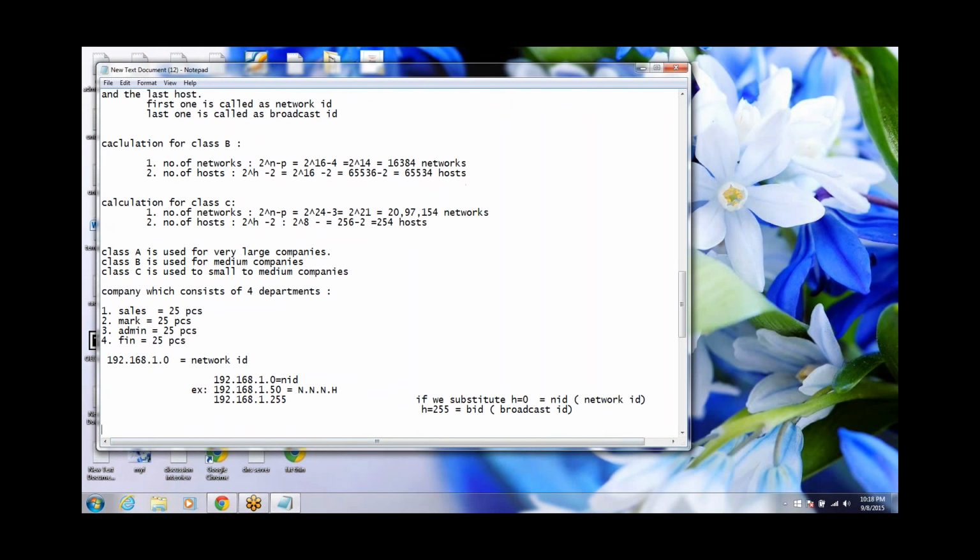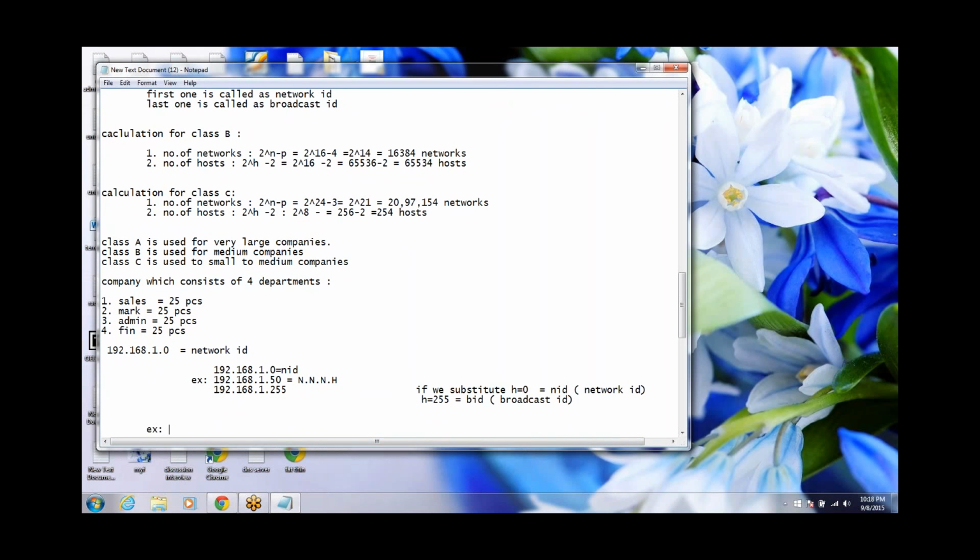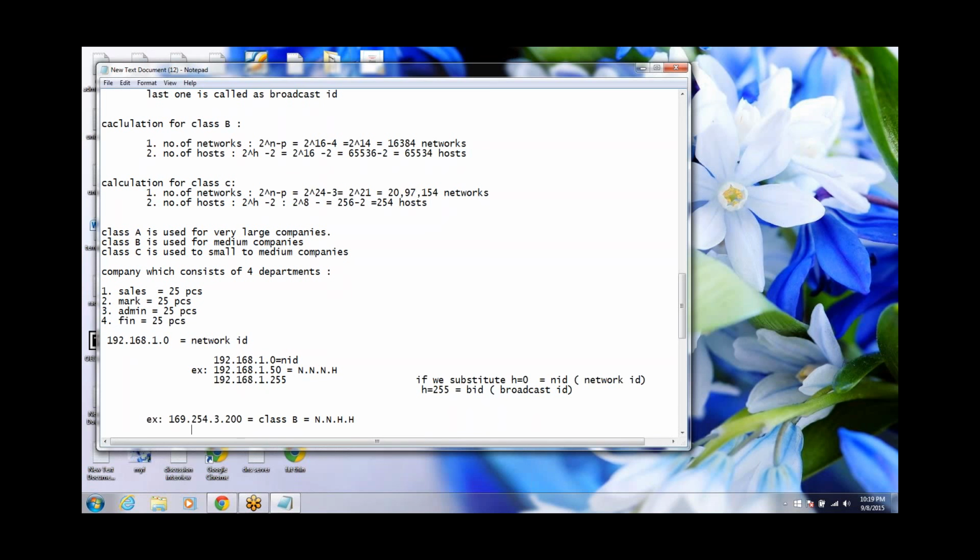Second example: 169.254.3.200. It's class B. What is the octet format? The octet format is N.N.H.H. N is network and H is host. For this address, what is the network ID and broadcast ID? For the network ID, simply substitute H equal to 0.